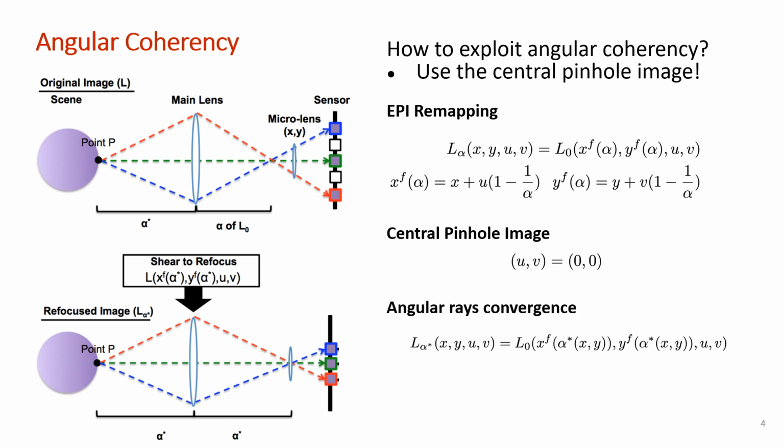Hence, all the angular rays converge to the same scene point when refocused at alpha star. This is known as angular coherency. But since alpha star is unknown to us, we exploit the fact that for the central pinhole image P, where the angular coordinates are 0, 0, the sheared xy are independent of u and v. Hence, the central angular coordinate always images the same point in the scene regardless of the focus. This property of refocusing allows us to get constraints from defocus, correspondence, and shading cues.